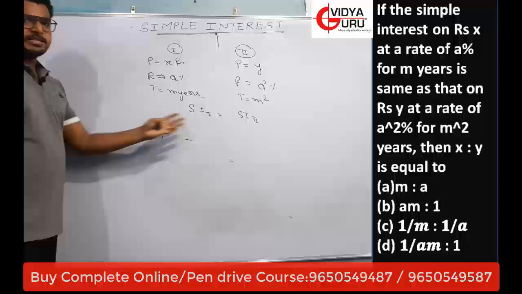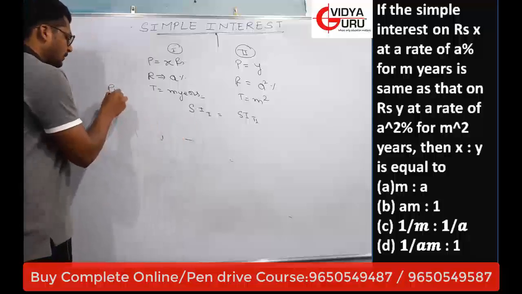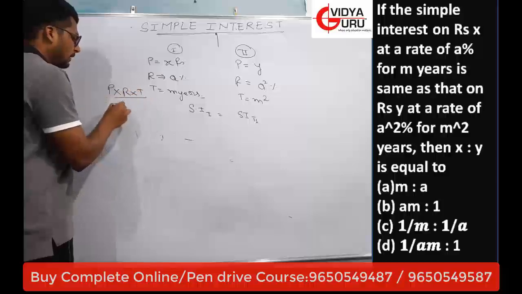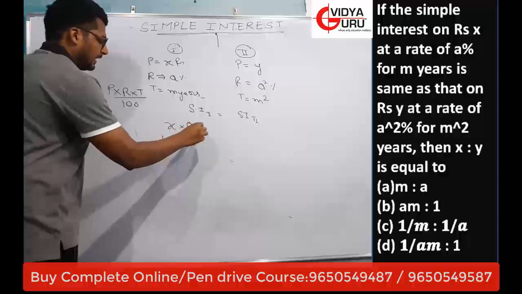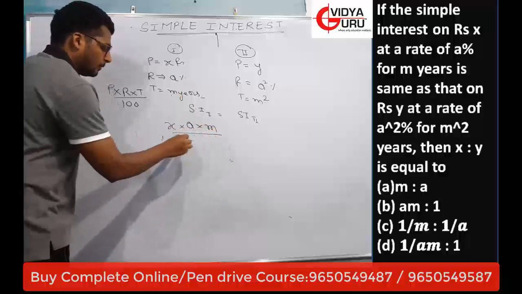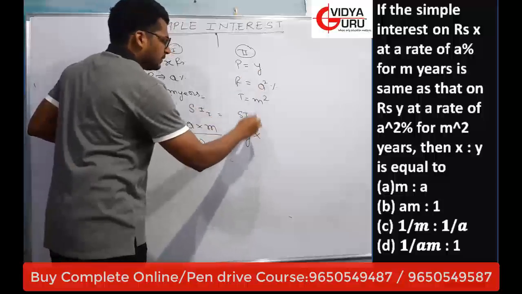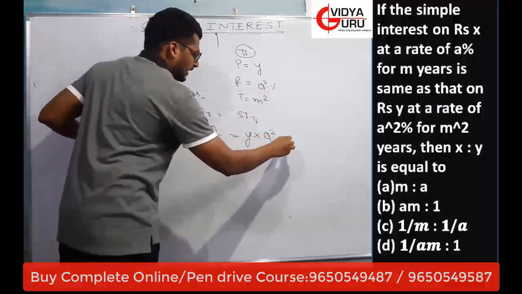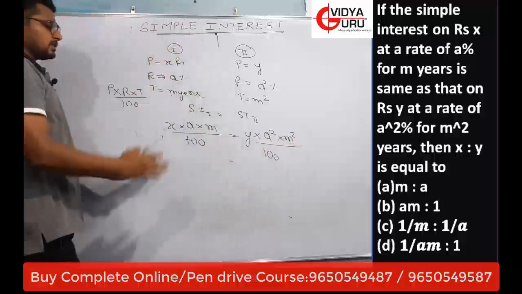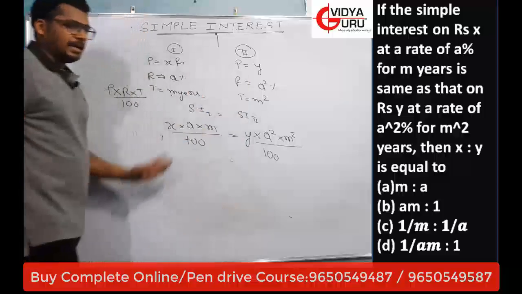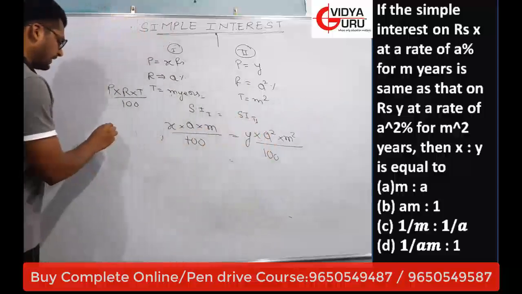This is a very basic question. If we apply the formula of simple interest, which is what? P into R into T by 100. What is principal here? X. What is rate here? A. What is time here? M by 100. Similarly, here principal is Y, rate is A square and time is M square by 100. This is the simple interest of the first and this is the simple interest of the second, and the question is saying simple interest is equal, then find X ratio Y.